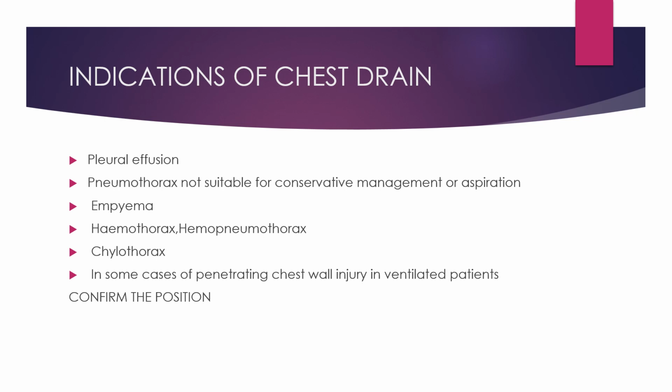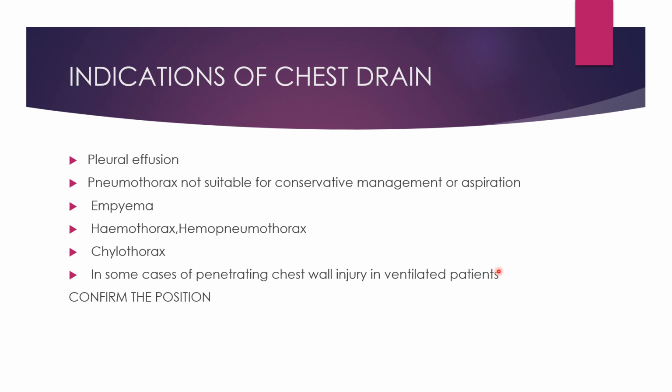After you place a chest drain in a patient with pneumothorax, and in any other patient, you need to confirm the position of the chest drain. It is usually inserted in the fifth intercostal space in the mid-axillary line under ultrasound guidance by a Seldinger technique. You can confirm the position by aspirating fluid from the drain tube and by swinging of the fluid within the drain tube when the patient inspires, and you can also confirm the position on chest X-ray. So confirmation is important.